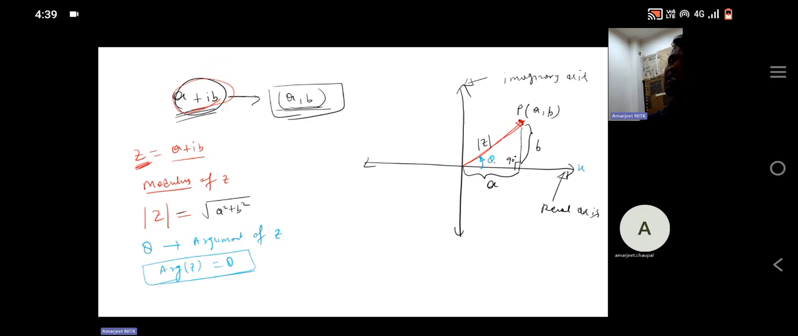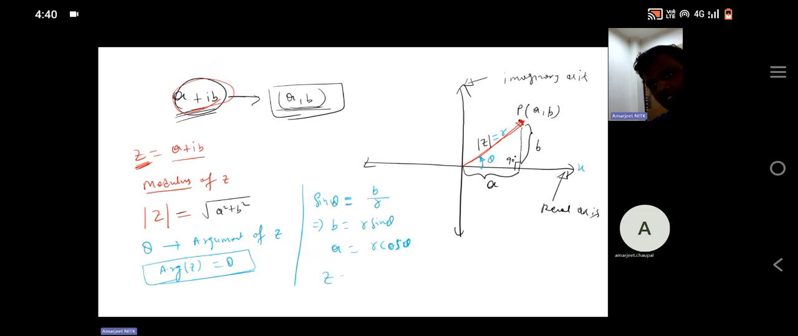Now in this triangle you can apply sin theta or cos theta. So in this triangle, sin theta equals perpendicular upon hypotenuse. So perpendicular is b, upon hypotenuse is mod of z. Suppose this mod of z is equal to r. So b by r. This implies b equals r sin theta. Similarly, if you apply cos theta, then you will get a equals r cos theta.